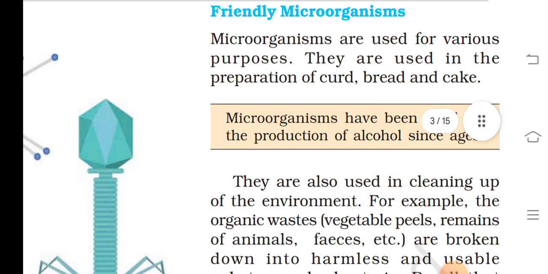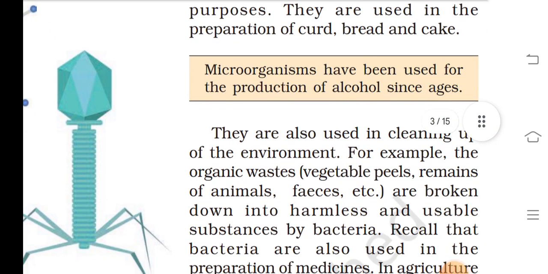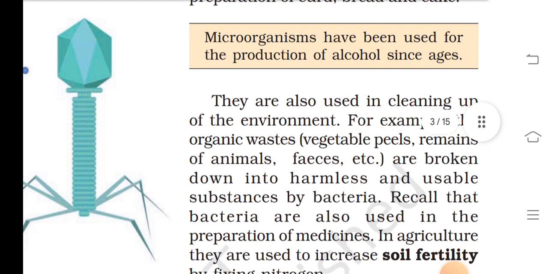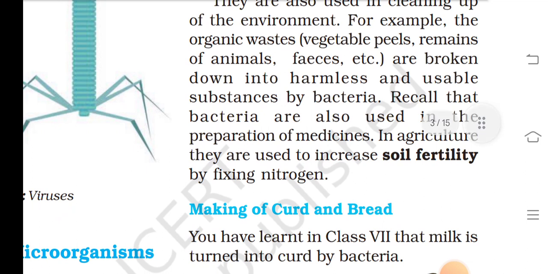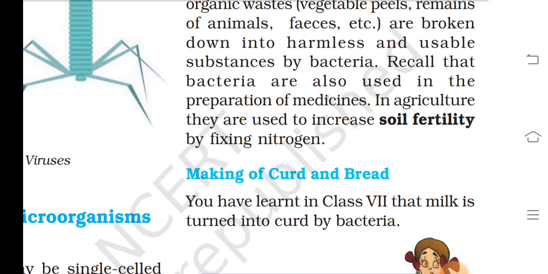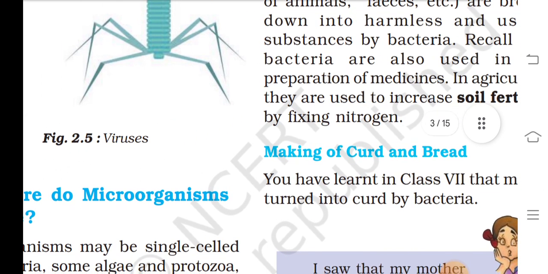Friendly microorganisms. Microorganisms are used for various purposes. They are used in the preparation of curd, bread, and cake. Microorganisms have been used for the production of alcohol since ages. They are also used in cleaning up the environment. For example, organic waste, vegetable peels, remains of animals, feces, etc. are broken down into harmless and usable substances by bacteria. Recall that bacteria are also used in the preparation of medicines. In agriculture, they are used to increase soil fertility by fixing nitrogen.